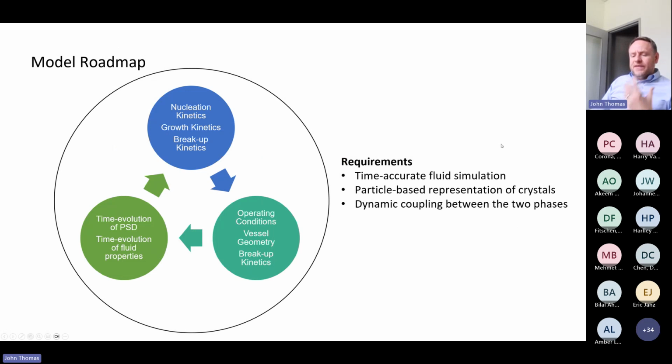So carrying on, we want to develop a model here that includes these nucleation kinetics, these growth kinetics, these breakup kinetics. We want that to be a function of the operating conditions and the vessel geometry. We want to be able to predict from that the time evolution of the PSD, and the time evolution of fluid properties. Ideally, we want to put into this model fluid and solid properties, some sort of topology and operating condition. What we want to get out of this model is the time evolution of the particle size distribution, the time evolution of the growth rate, right? The time evolution of the supersaturation concentration. Ideally, we want this coupled. I understand this is ambitious, but it's what we'd like to do.